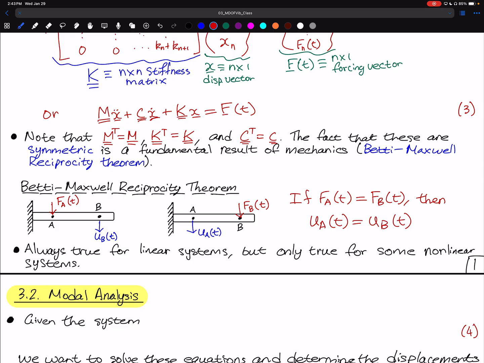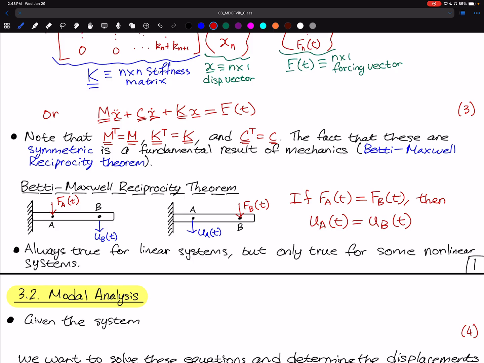If Fa and Fb are not equal to each other, then the reciprocity theorem still holds, but you end up with the integrals of the force times the displacement being equal to each other, or in this case, the work done is equal. You're not going to be tested on this anyway. This is just to let you know.